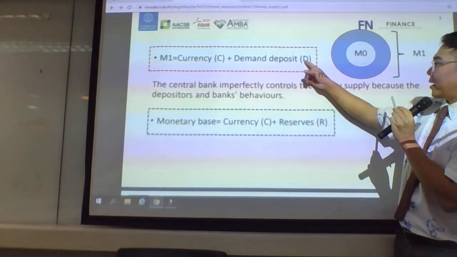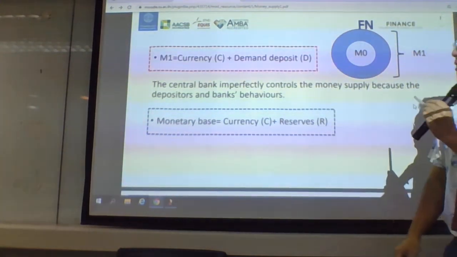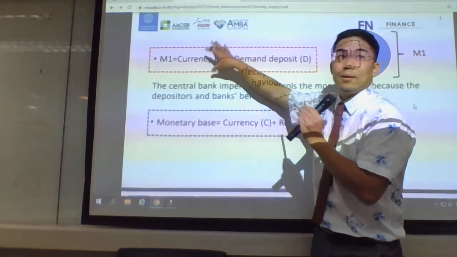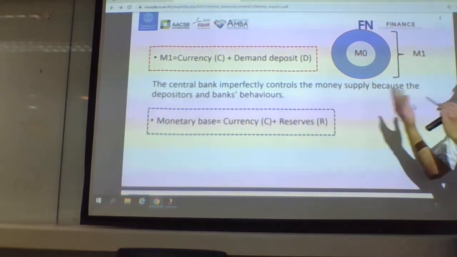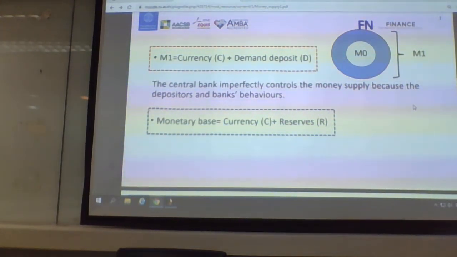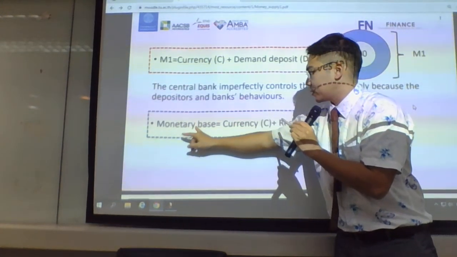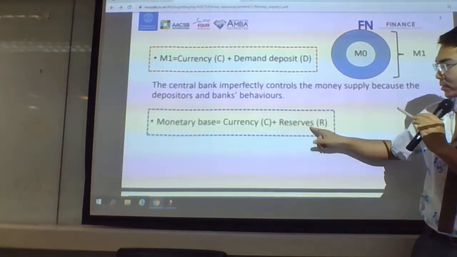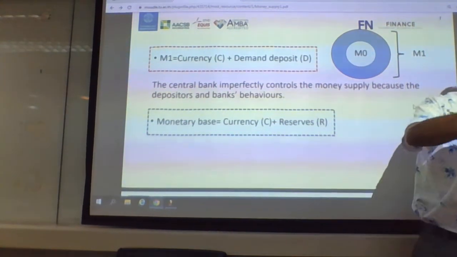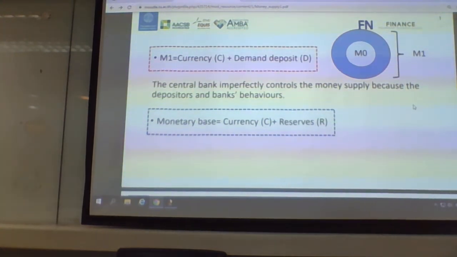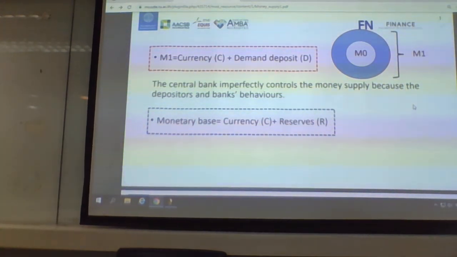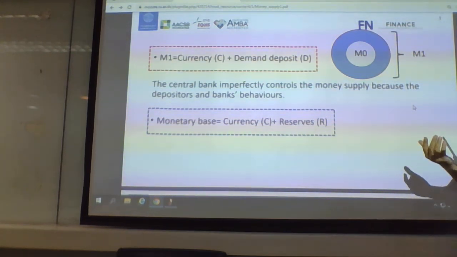We use a capital letter D to stand for the deposit. So money supply equals C plus D. Okay, C plus D. And how about the monetary base? The monetary base is the sum of the items on the liability side of the central bank. You can see that the monetary base equals currency and reserve. Currency here is the currency in circulation, and reserve here is the money in the pocket of the financial institution. Okay, in our case, the commercial bank.